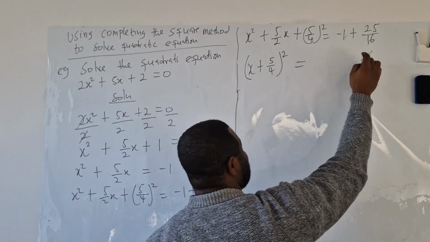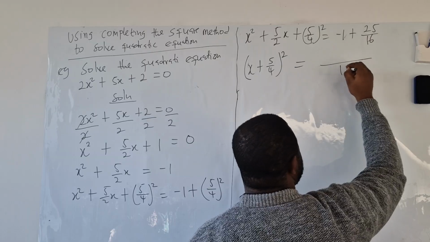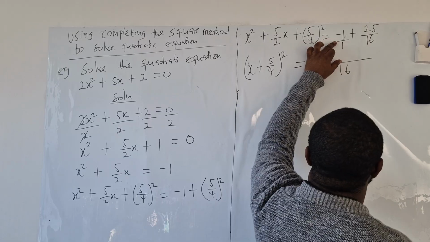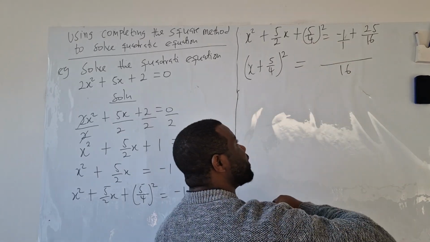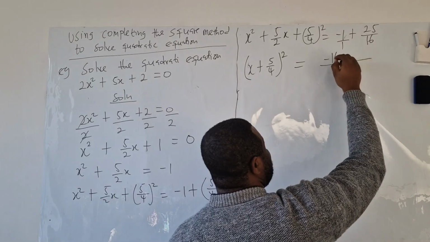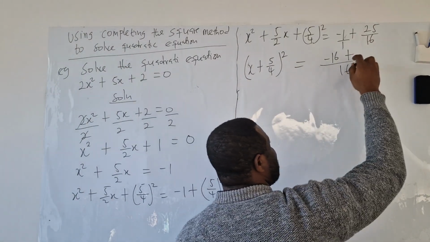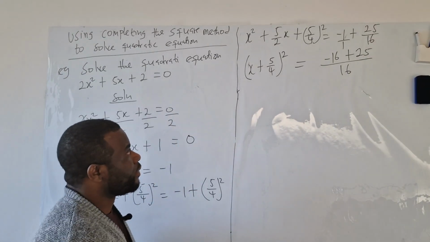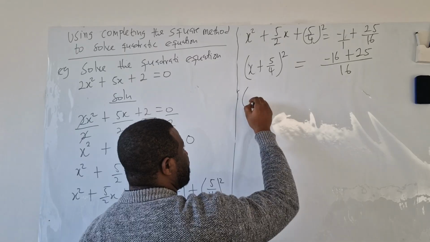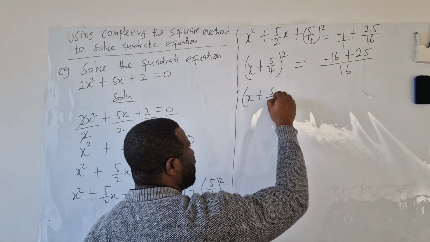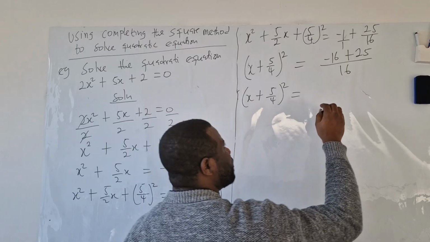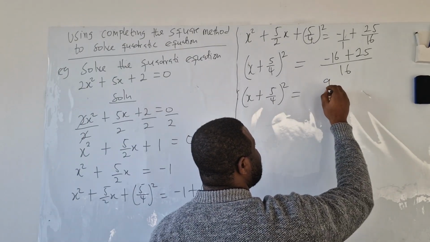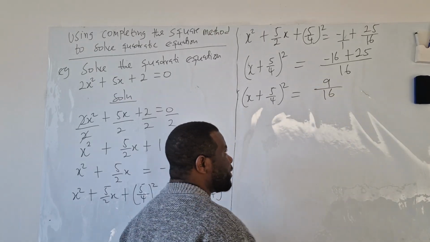And this is equal to addition of fraction. Find LCM 16. Don't forget this one is the same as over 1. So 1 goes into 16, 16 times minus 1, minus 16, plus 16 goes into itself 1 times 25. That will give 25. So we have x plus 5 on 4 all squared is equal to minus 16 plus 25. That gives what? 9, right? All divided by 16.